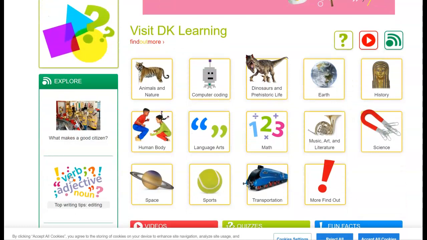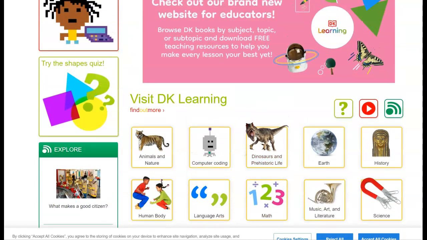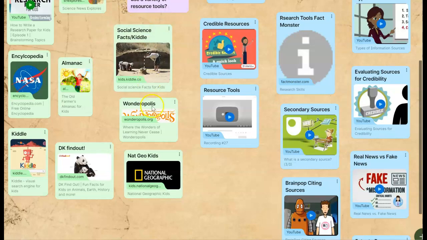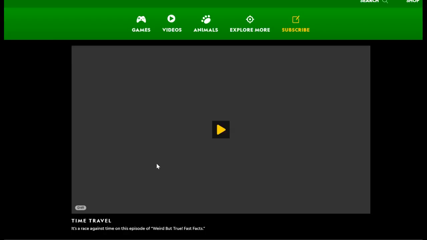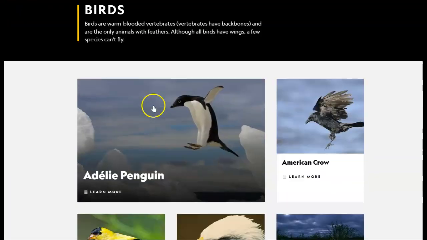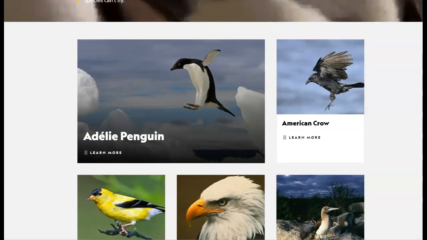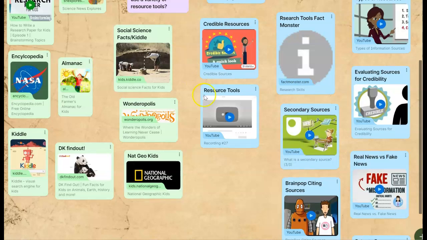You could use this as part of your research. It has animals. It has human body. You could also use it to practice maybe your computer coding or to help you with math and language arts. National Geographic. You can explore the different animals, so this would probably be a nice one to start your topic on. But I wouldn't use it for cold, hard facts, just to sort of get an idea, a jumping off point.